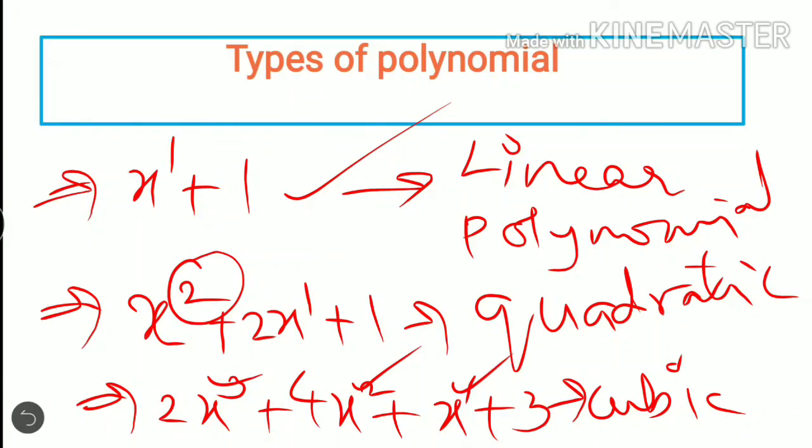Related to this, in the next session, we are going to solve some exercise problems.